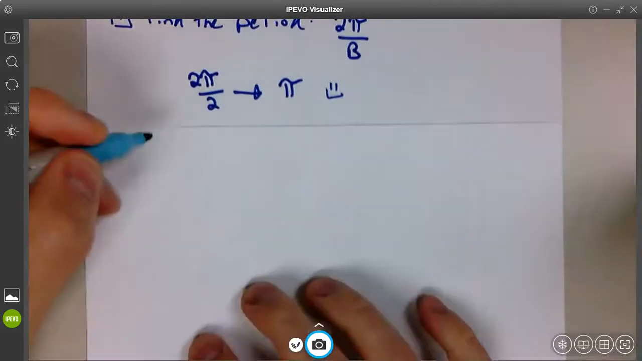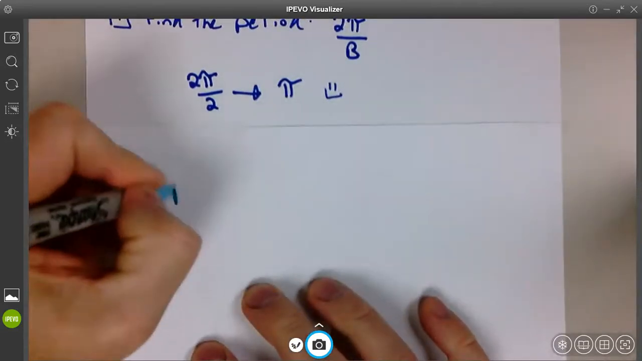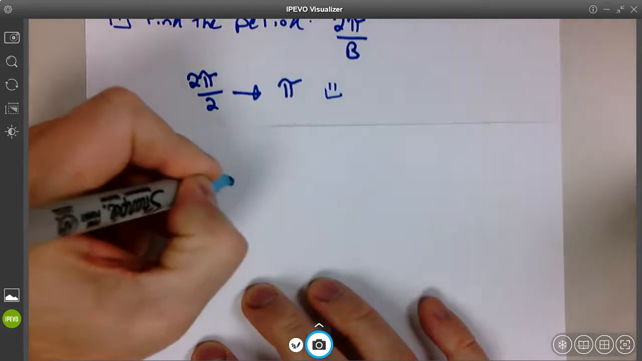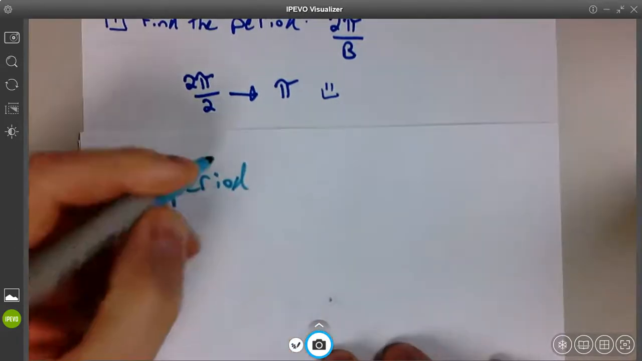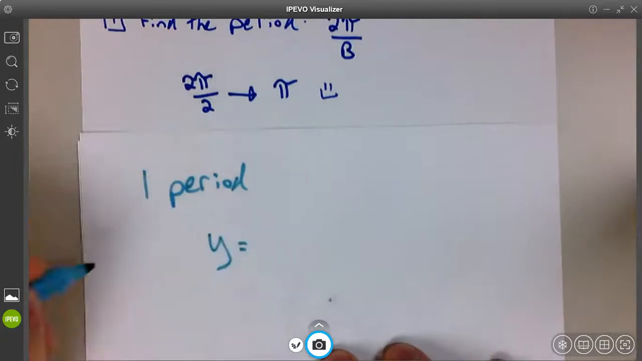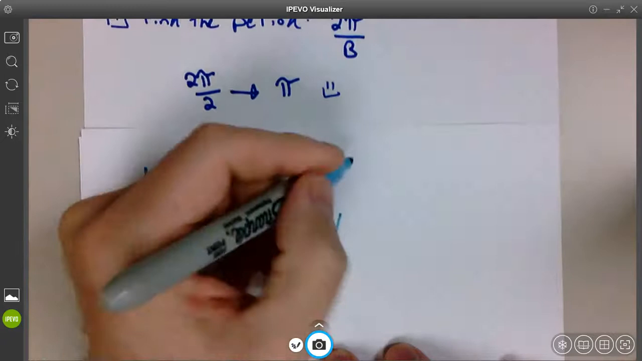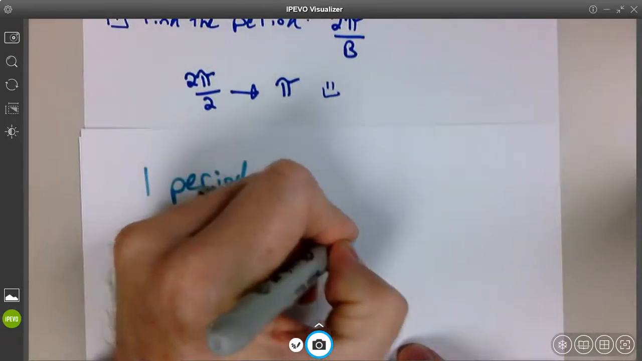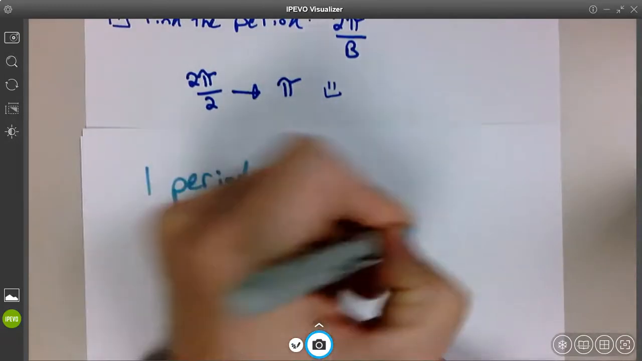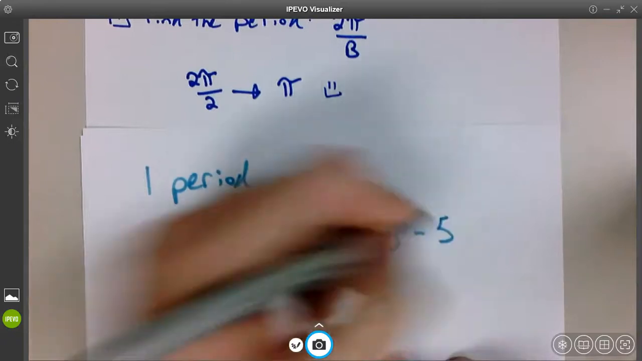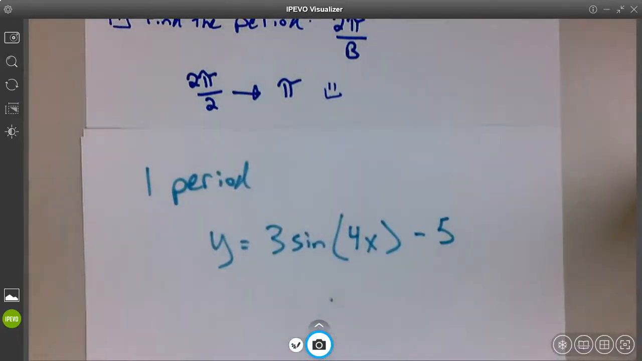So the next one I want you to do, I want you to graph one period of y equals 3 sine of 4x minus 5. Go through those same steps, sketch one period, and then I'll see you on the next slide. Moving on.